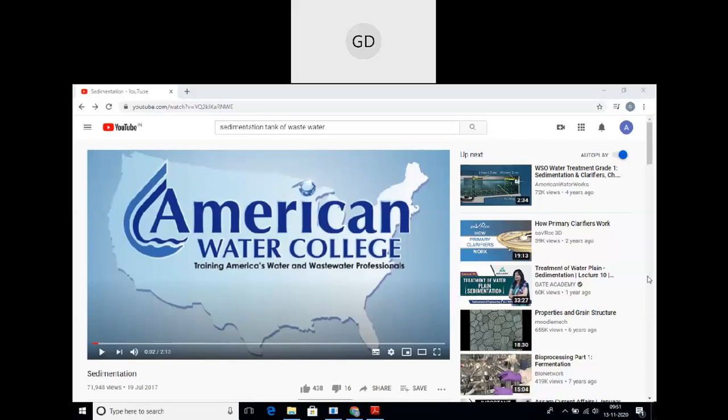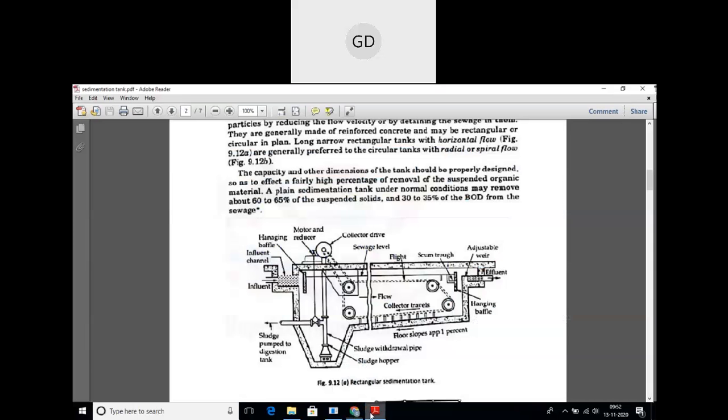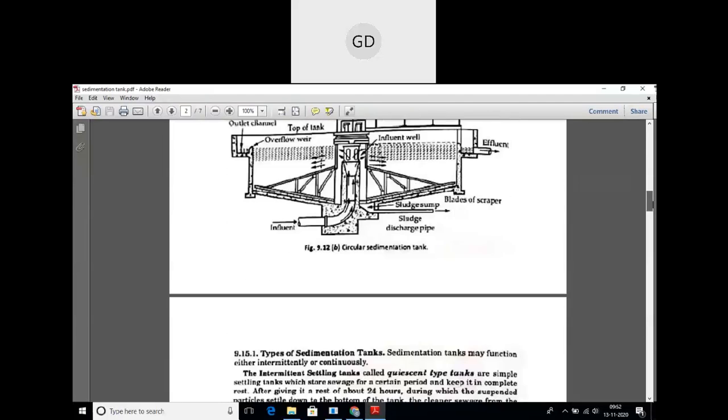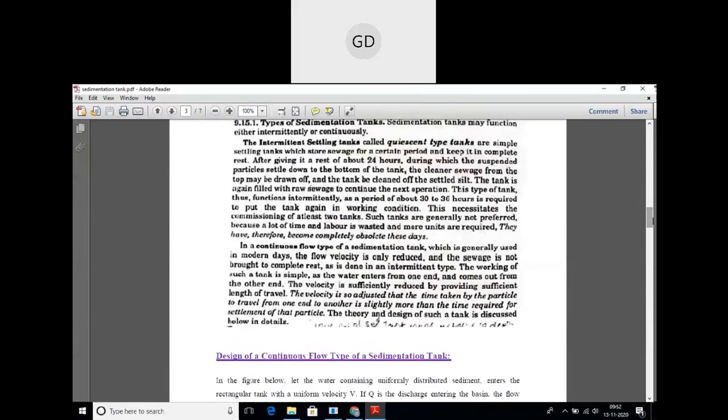No problem. You can search this video on YouTube also, and you can see it from there. Okay, fine. Then I think you have seen it, right? Now you could get an idea of how this rectangular or circular sedimentation tank works. That's why I showed it. If I show you some videos, then it goes to your mind, isn't it?